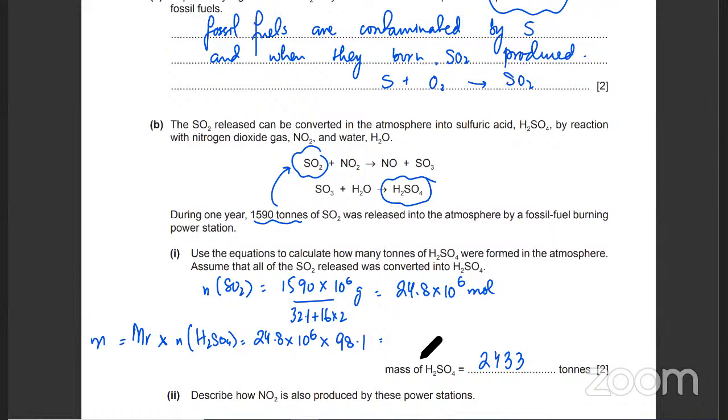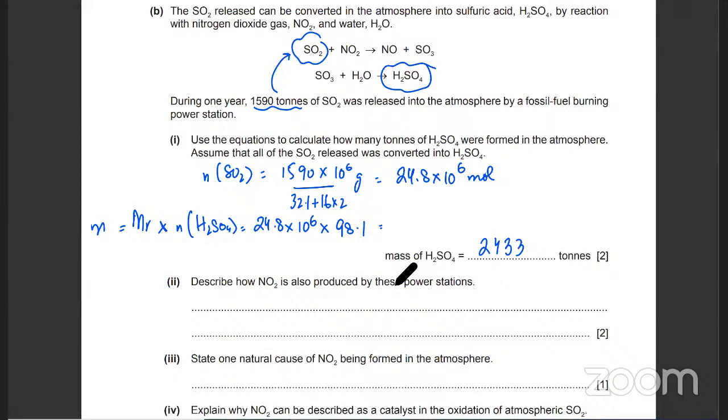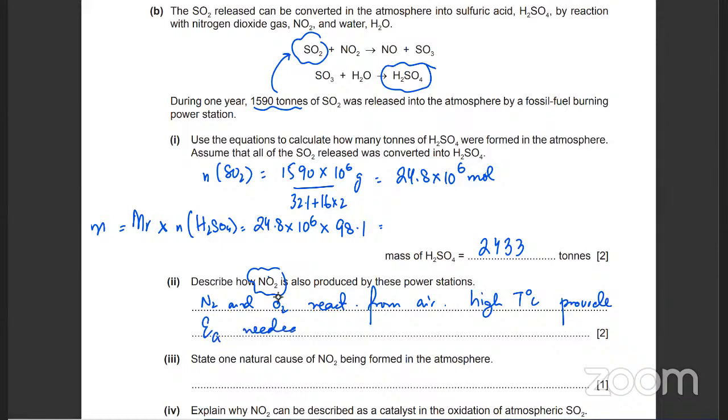Next, describe how NO2 is also produced by these power stations. So what is the process? I mean, you're burning fossil fuels. Fossil fuels don't have NO2. So how is NO2 getting produced? Nitrogen and oxygen from the atmosphere. The nitrogen triple bond will be big. Okay, so nitrogen and oxygen react, from air. High temperatures provide the activation energy. So they provide the necessary energy needed to break the N triple bond N.